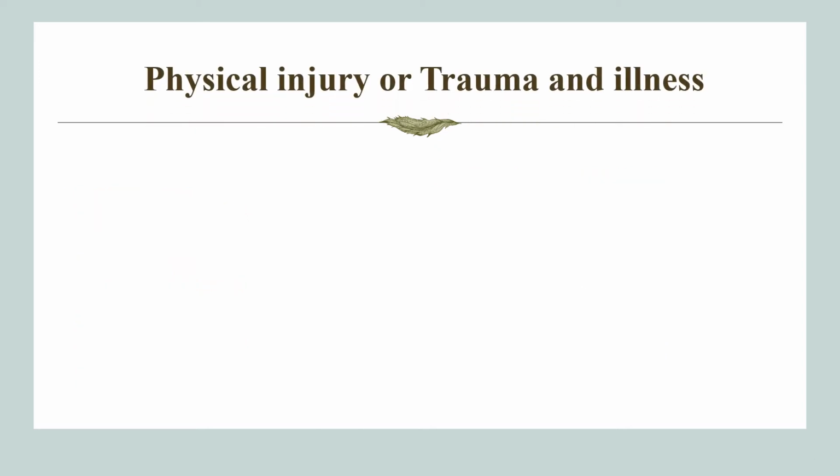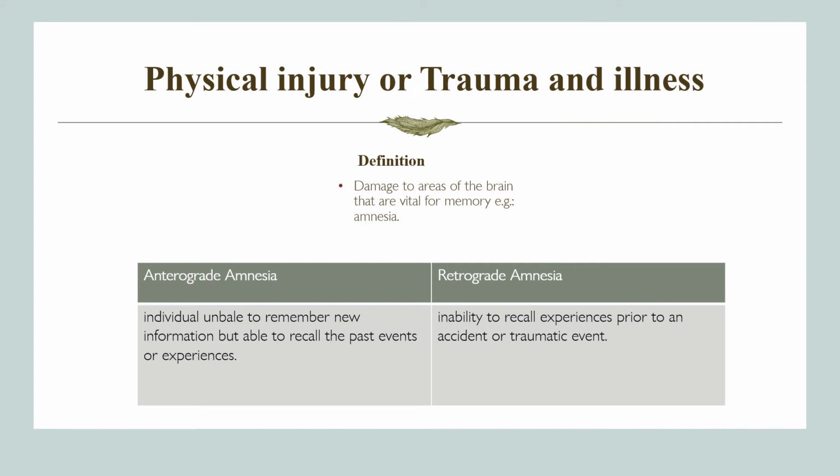Next is physical injury or trauma and illness. It is related to damage to areas of the brain that are vital for memory, such as amnesia. There are two types of amnesia. The first one is anterograde amnesia and the second one is retrograde amnesia. Anterograde amnesia can be described as the individual being unable to remember new information but able to recall past events or experiences. The second one is retrograde amnesia. It is the inability to recall experiences prior to an accident or traumatic event.